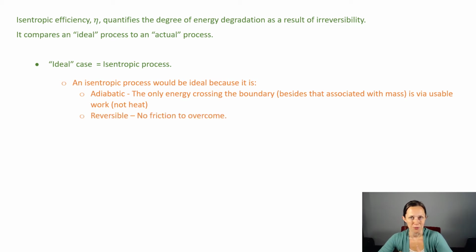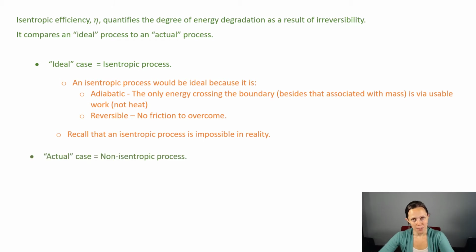Or if your device is intended to produce work or consume work, that's a good thing. And reversible, meaning that you don't have any friction or anything like that in your system that you have to worry about. Remember that it is impossible to have a truly isentropic process. We can kind of get close, but you can't get there 100%.